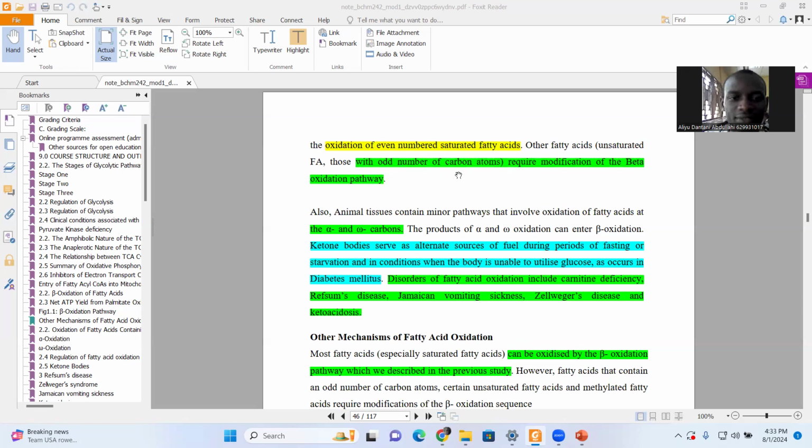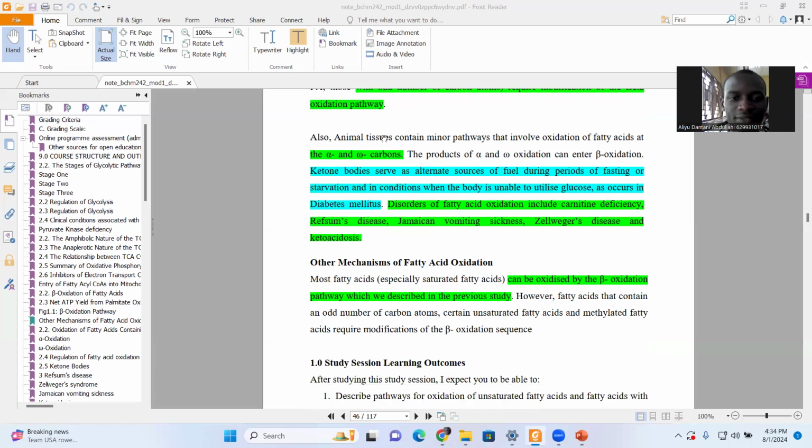So those with odd number of carbon atoms also have to be taken. You have to take probably a different approach before going through the conventional beta oxidation. And if beta oxidation is not obtainable for them, then you have to go through a different type of oxidation to actually metabolize odd numbered carbon length fatty acids. Okay. So also animal tissues contain minor pathways that involve oxidation of fatty acids as the alpha and omega carbons.